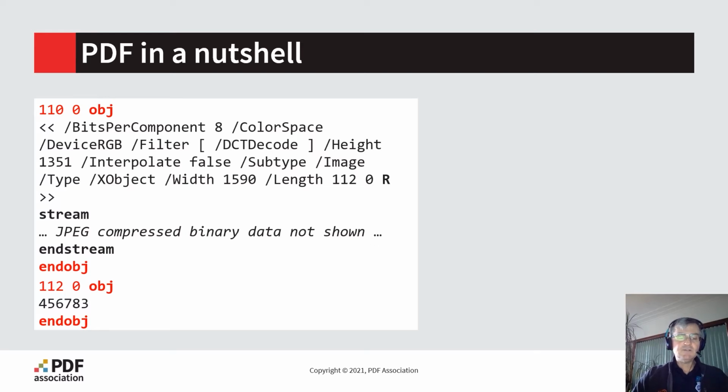A PDF object is defined by its object and generation number pair and the keywords obj and endobj, shown here in red. Normally you just refer to an object by its object number, as in object 110 or object 112 in this example.